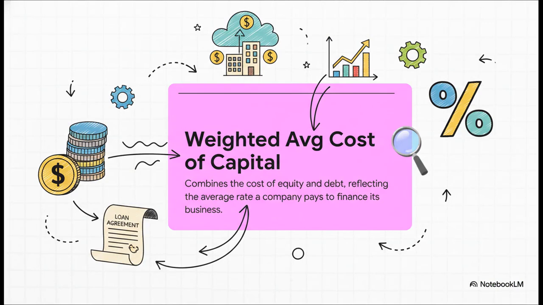Think of it like this. A company has 2 main ways to raise cash. On one hand, it can take on debt. Things like bank loans or issuing bonds. On the other hand, it can sell equity, which is just selling off little pieces of ownership in the form of stock. Now, both of those have a cost. WACC simply blends those 2 costs together into one super powerful number.